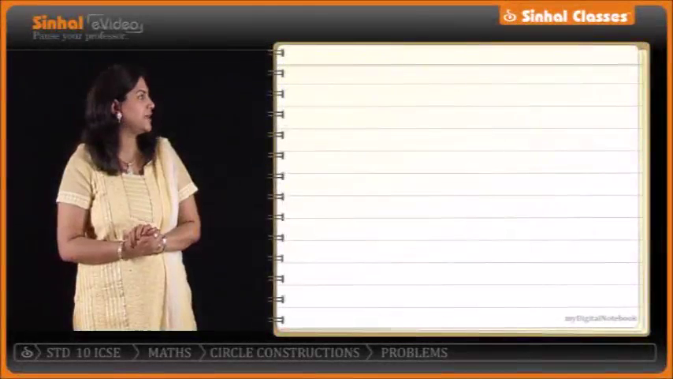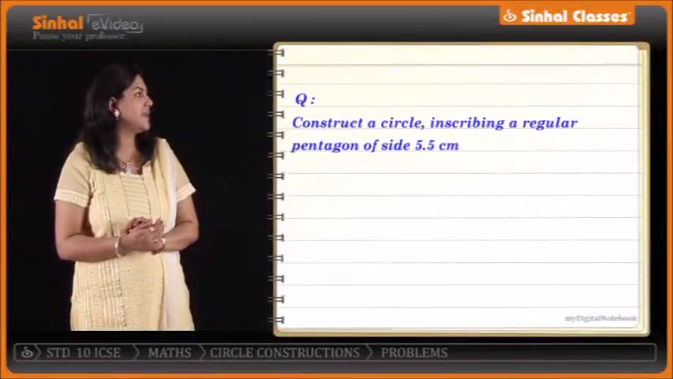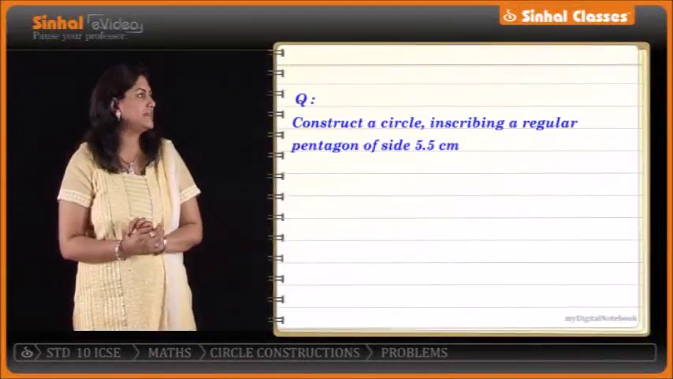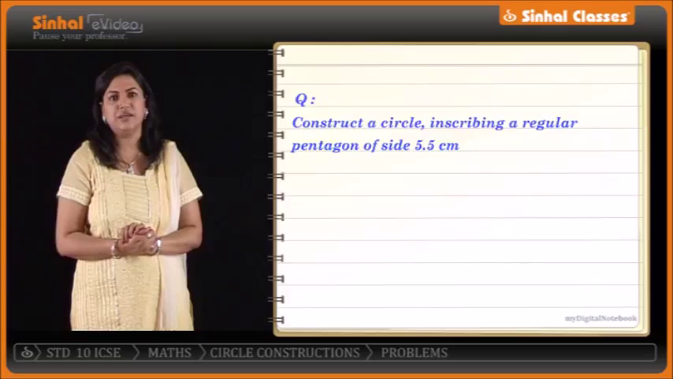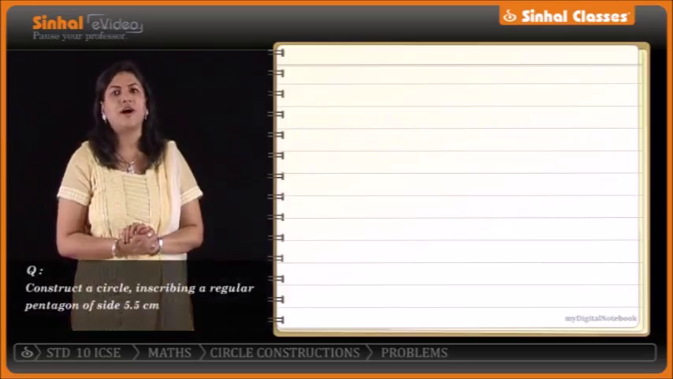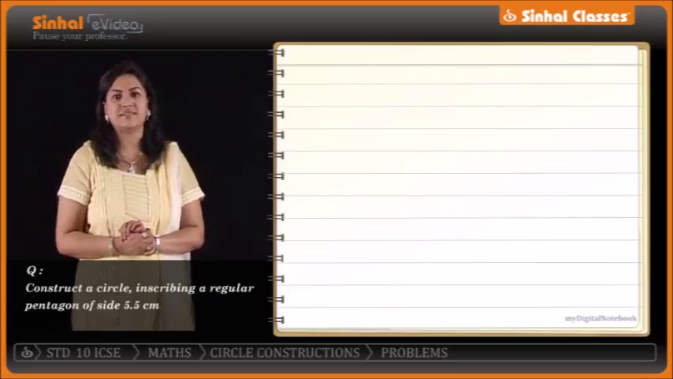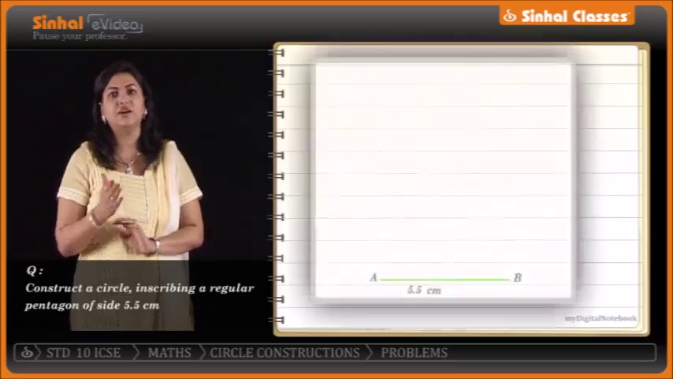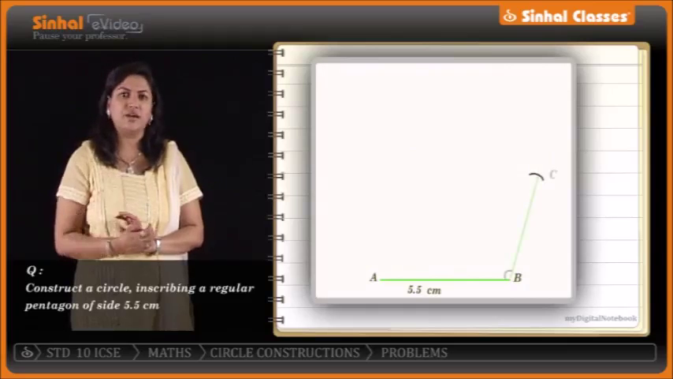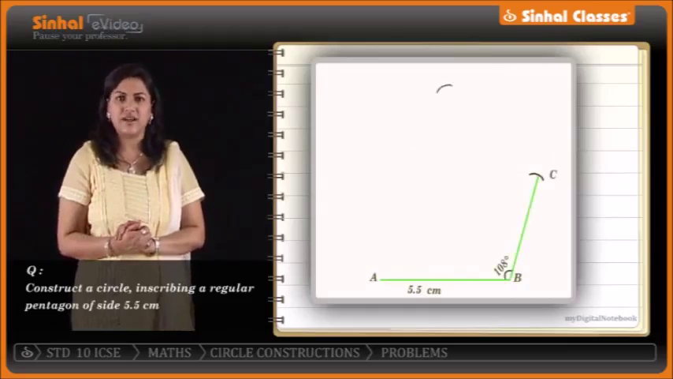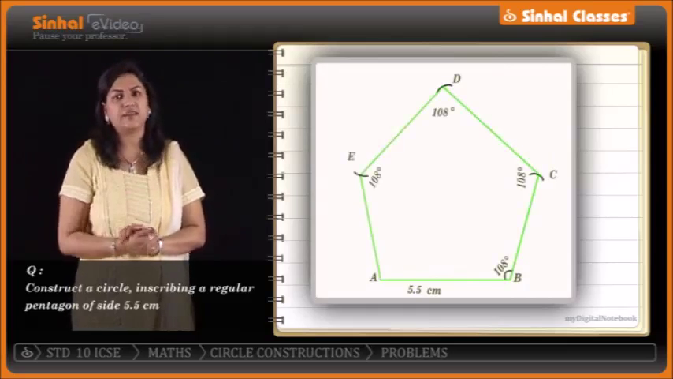Now our next problem says, construct a circle inscribing a regular pentagon of side 5.5 cm. Now here we will draw a pentagon of side 5.5 cm. We remember each interior angle for a regular pentagon is 108 degrees. So first draw one side of 5.5 cm. Then draw the angle as 108 degrees. Then that side of 5.5 cm, angle as 108 degrees, and so on. Complete the regular pentagon ABCDE.